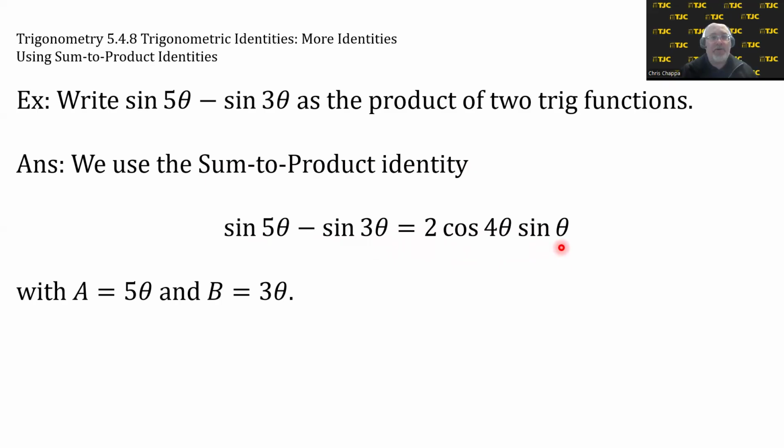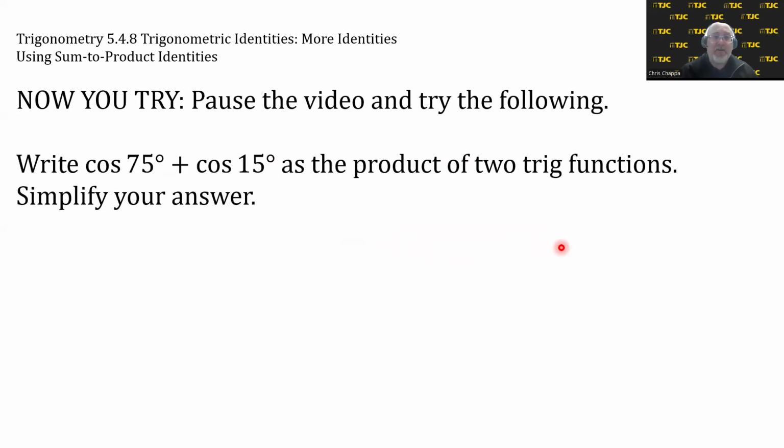Well, that's pretty straightforward. What could be different? Answer is not a whole lot. Because it's now time for you to try. Pause the video and try the following. Write cosine of 75 degrees plus cosine of 15 degrees as the product of two trig functions. Simplify your answer. Notice in this one, we have numbers which have the possibility of being simplified towards the end. These will. Pause the video, give it a try.